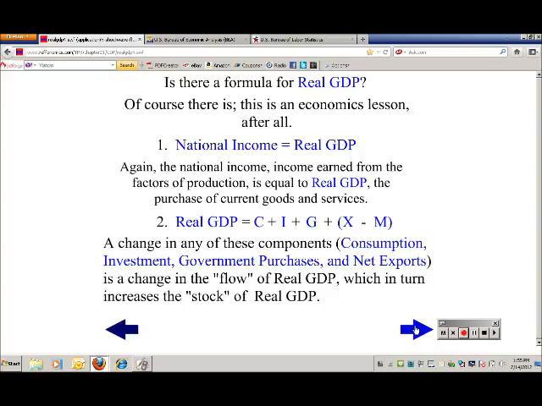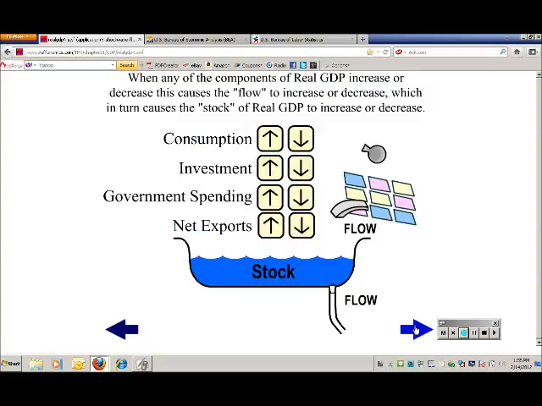A change in any of these components, C, I, G, X, or M, is a change in the flow of real GDP, which in turn increases the stock of real GDP, as we stated earlier. Going back to the bathtub simulation, when any of these components of real GDP increases or decreases, it causes the flow to increase or decrease, which causes the stock, that real GDP, to rise or fall. It's a very, very simple idea.